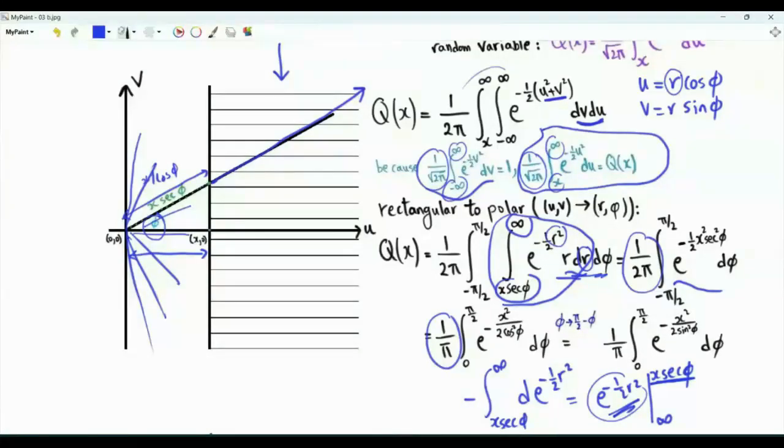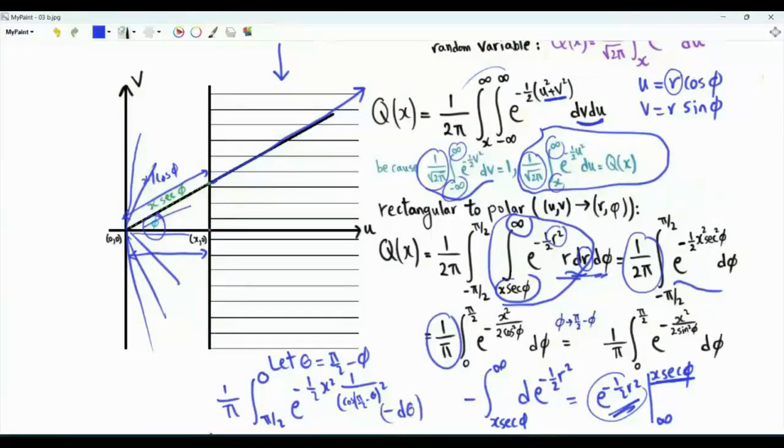Then we can change phi to pi over 2 minus phi. Or if we do things in slow motion, let theta be equal to pi over 2 minus phi. We have 1 over pi. When phi is 0, theta is pi over 2. When phi is pi over 2, theta is 0. The integrand becomes e to the minus 1/2 x squared, 1 over the square of cosine of pi over 2 minus theta, and d phi is minus d theta.